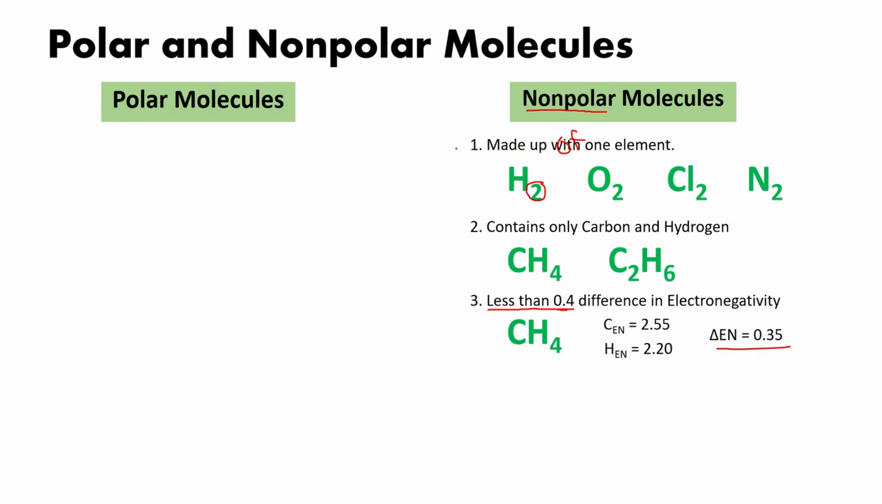So if you don't know how to do this, or if the molecule is not made up of one element, then proceed to this condition. If they are a combination of carbon and hydrogen, then that is nonpolar. But if you're not sure if this carbon and hydrogen combination is really polar or nonpolar, check their electronegativity difference.